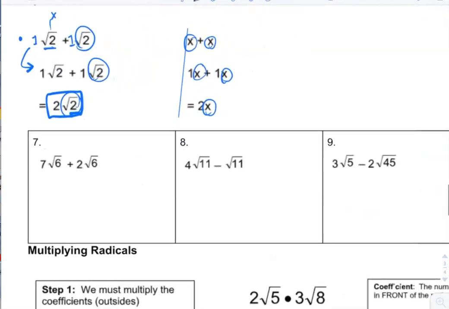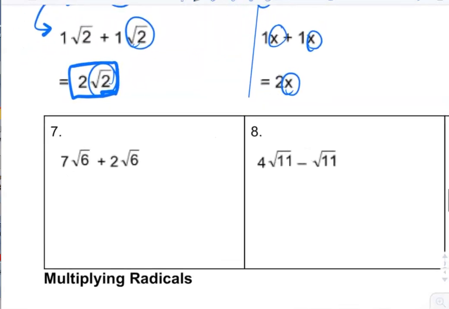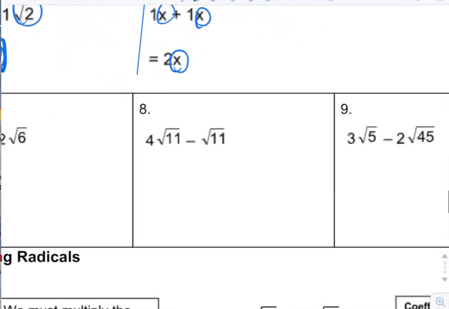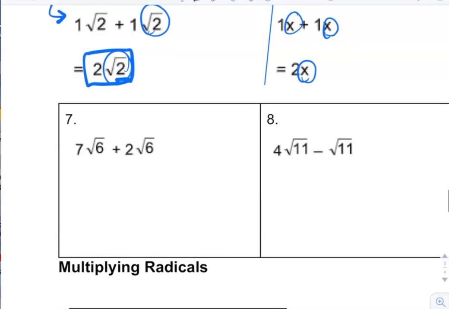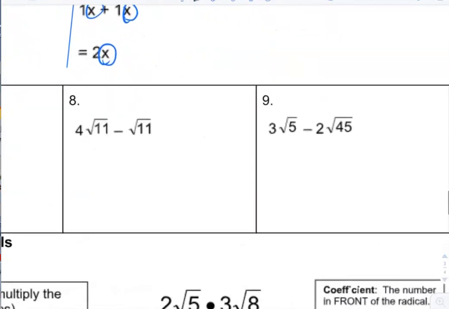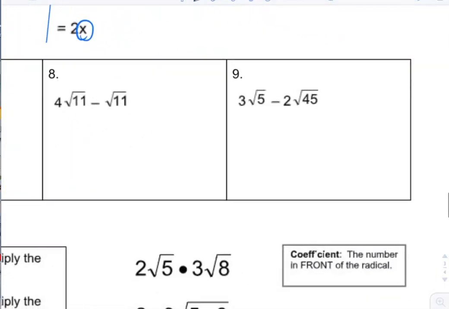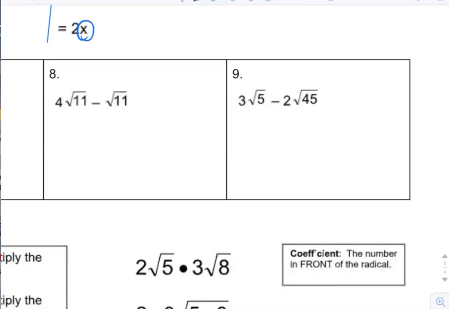So I'll do one more with you, and then I'll have you try on your own. So this one here, number 7, I notice my radicands are the same. I have rad 6 for both of them. So I just want to add up my coefficients. That becomes 9 rad 6. All right, pause for 8 and 9, and try them. Notice for number 9, you might want to try simplifying your radical and then seeing if you can subtract.